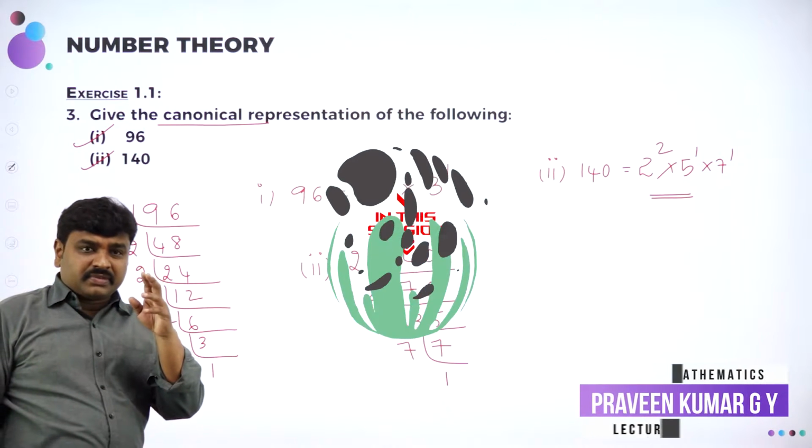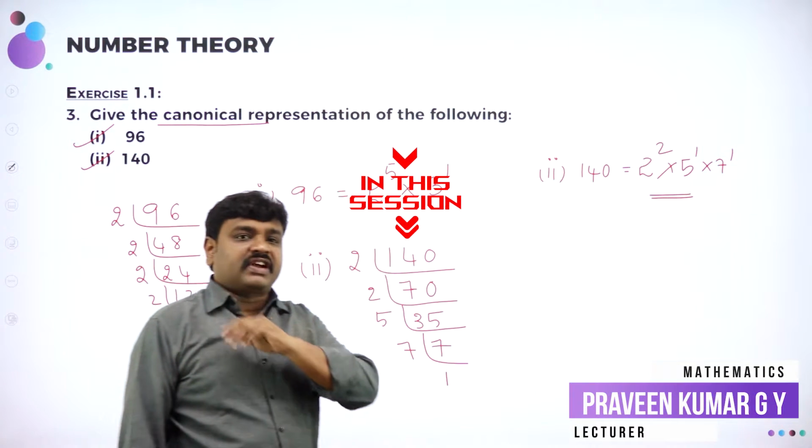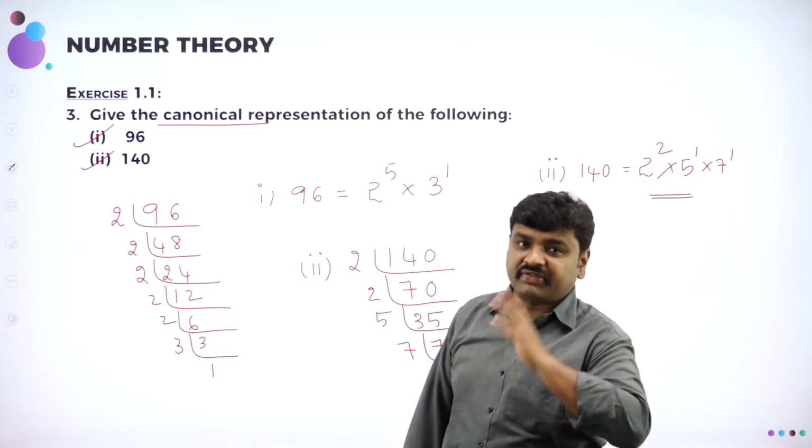You know, canonical form means what? Writing the given number as product of prime factors. Writing the given number as what? Product of prime factors. We have done it.